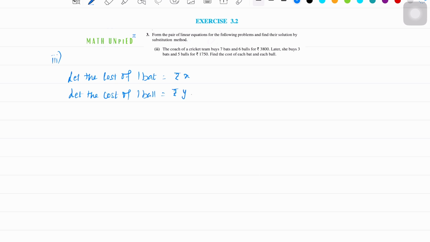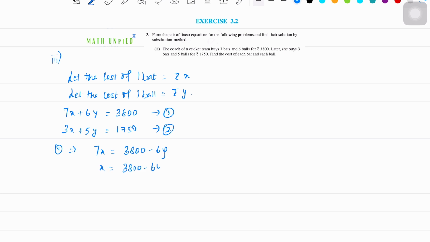Now according to the first condition, 7 bats plus 6 balls cost 3800. Similarly, by the second condition, 3 bats plus 5 balls equals 1750. Now we are going to use substitution method. Let this be equation 1, this is equation 2. From 1, 7x equals 3800 minus 6y, or x equals (3800 minus 6y) divided by 7.